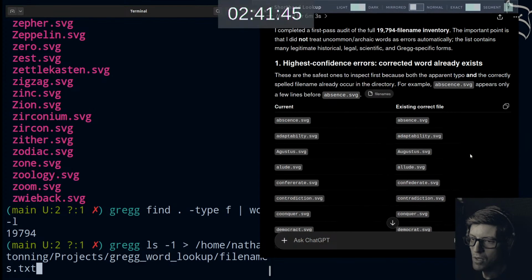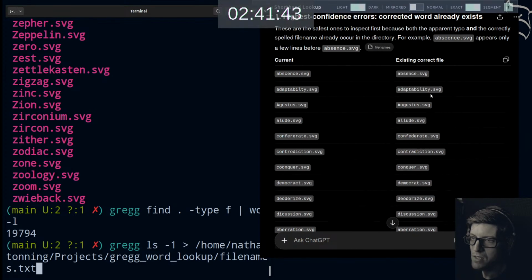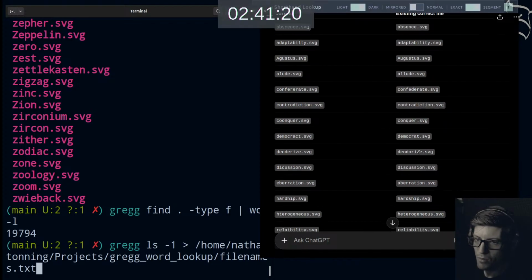Okay, so what that means is I need to go through and I need to either remove some of the names or I need to change some of the names, okay? So we have words such as absence. Absence would need to be changed. Adaptability, Augustus is misspelled, allude, Confederate, so on and so forth, okay?